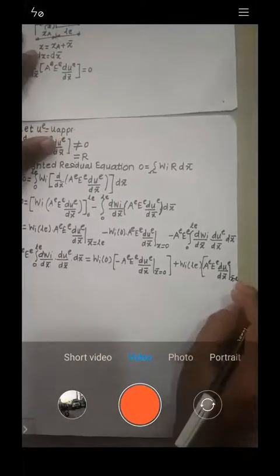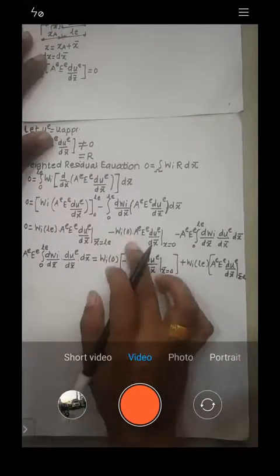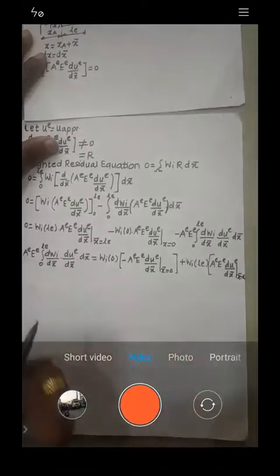Is it okay? Here it is LE. Is it okay or not? Let me know. This x bar is equal to LE. Clear? So whether these two equations are one and the same? Yes or no?